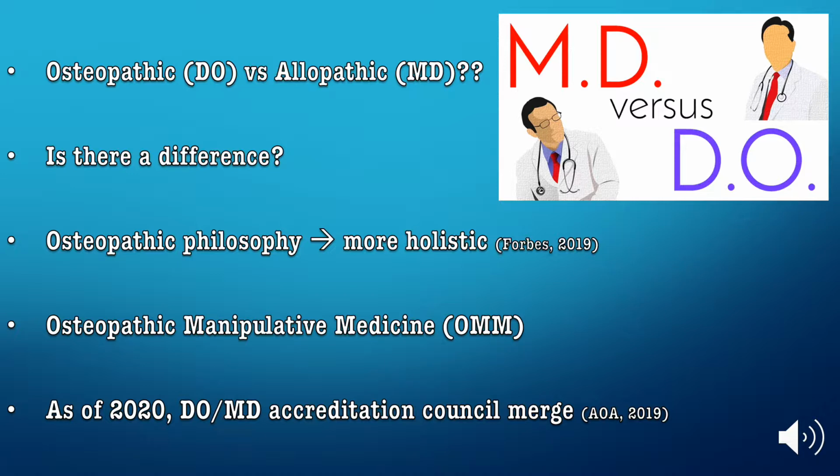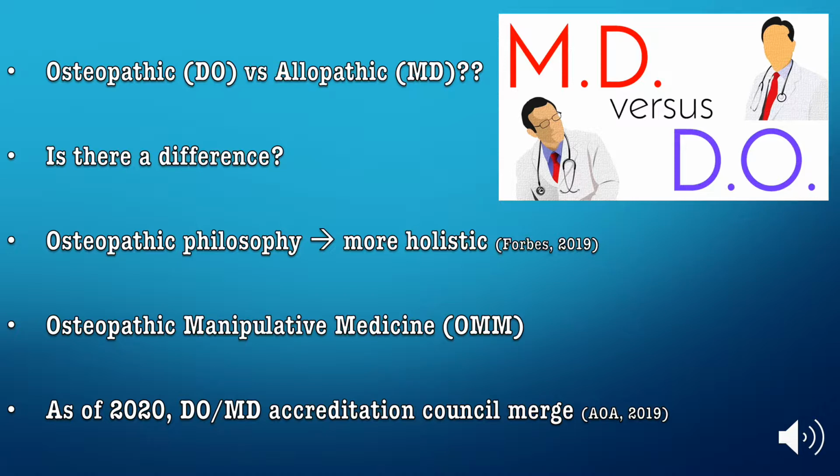The second biggest difference is OMM, or osteopathic manipulative medicine or therapy. That is a type of manipulative medicine, kind of similar to chiropractic or maybe physical therapy, but it's still different. And it just gives you another avenue to try to help heal the body naturally, which can work in combination with pharmaceuticals, surgery, things of that nature.